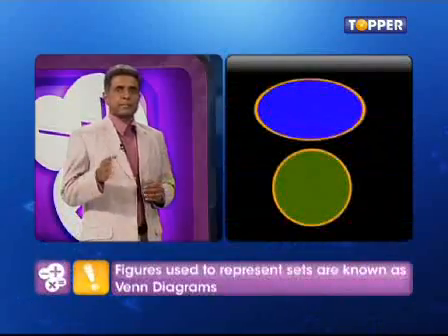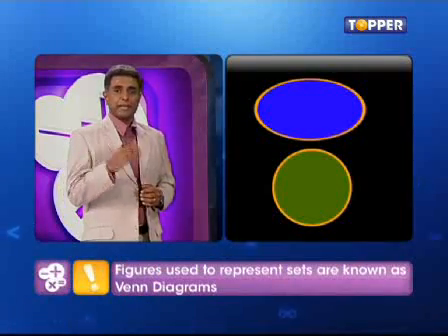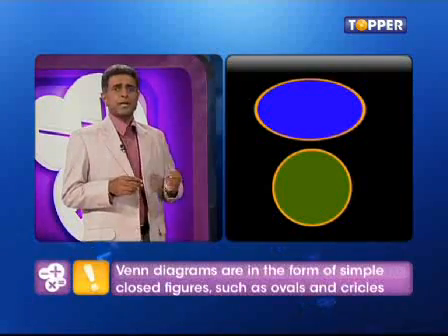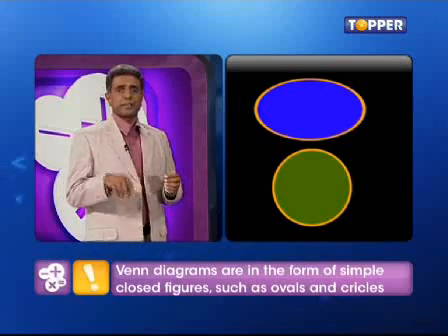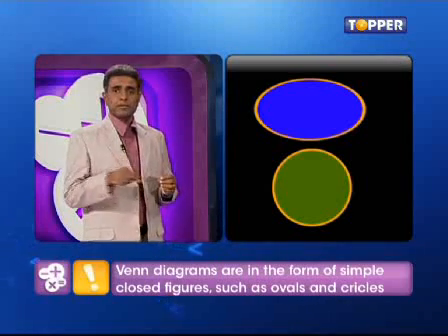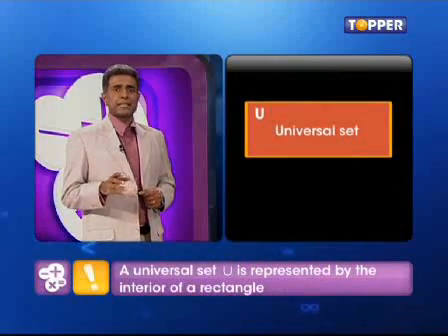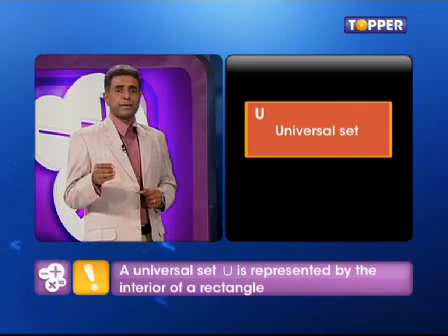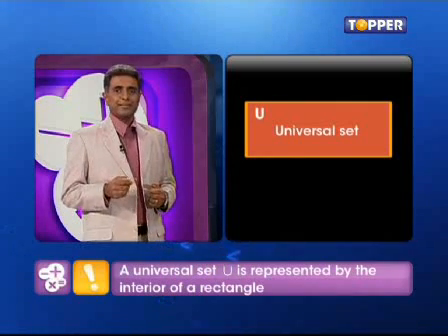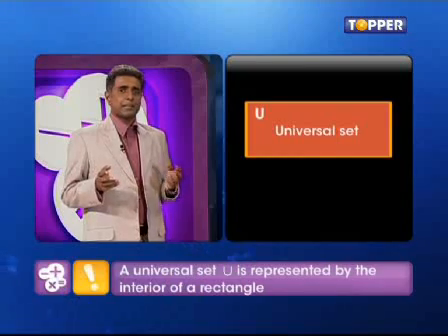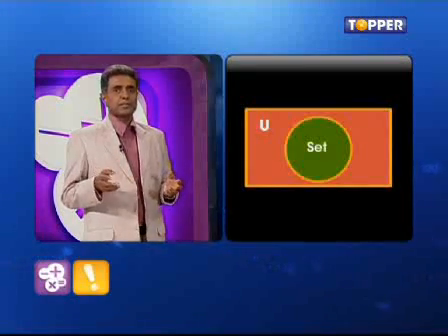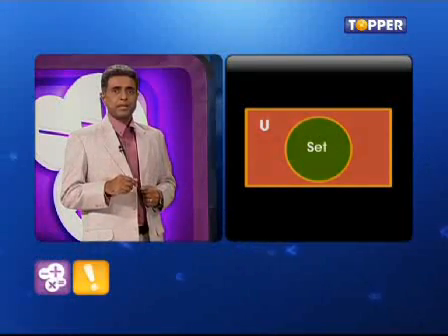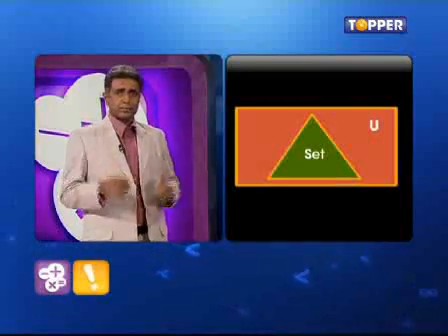Figures used to represent sets are known as Venn diagrams. Venn diagrams are in the form of simple closed figures such as ovals and circles. A rectangle is used to represent a universal set. The set U is represented by the interior of a rectangle. Generally, other sets are represented by circles within a rectangle. However, triangles can also be used.